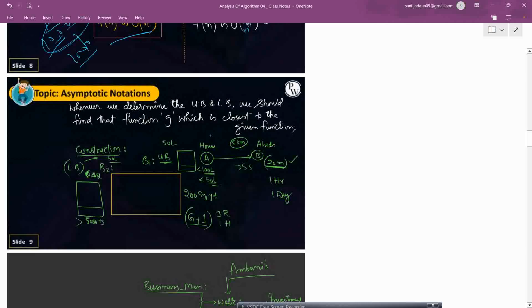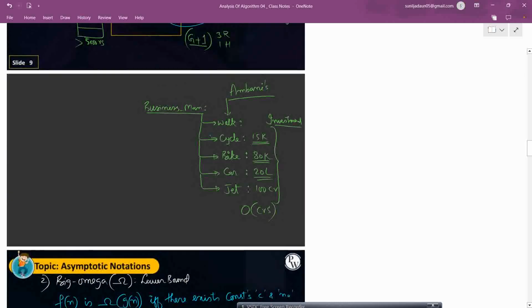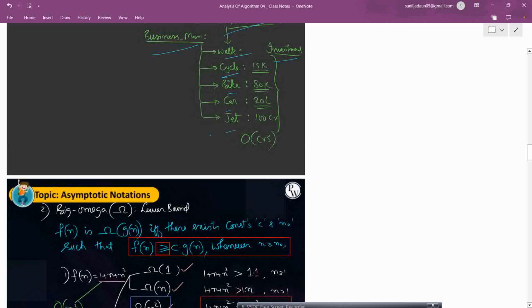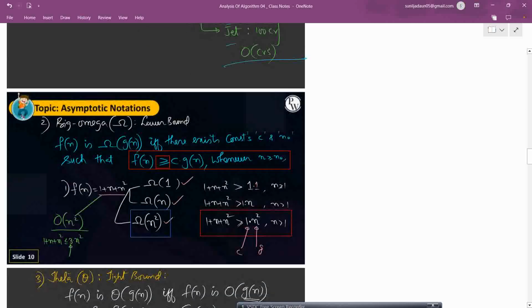Whenever we determine the upper bound or lower bound, we should find the function g which is closest to the given function. Whichever is the closest, we will count that. This is an example: a businessman like Ambani with investments worth 15 crore would be big O of crores.